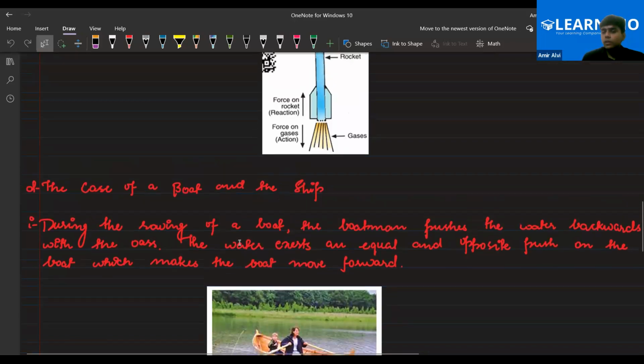But okay, so the water exerts an equal and opposite push on the boat, right? When you push the water backwards, you go in the forward direction. Like swimming: you also push the water backward with your hands, but the body goes in the forward direction. Yes or no? Yes, sir. That's great.